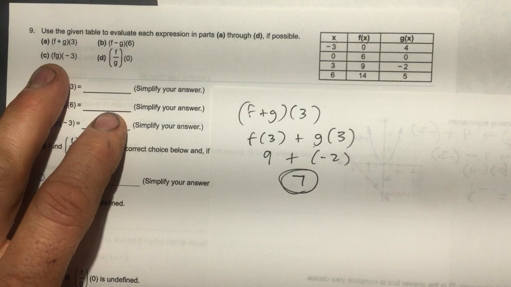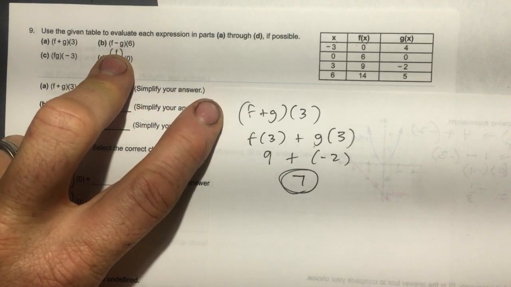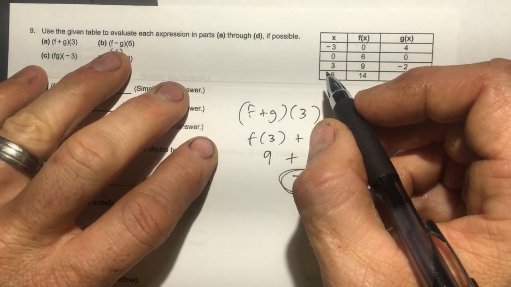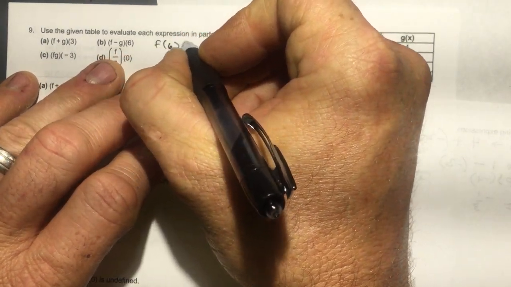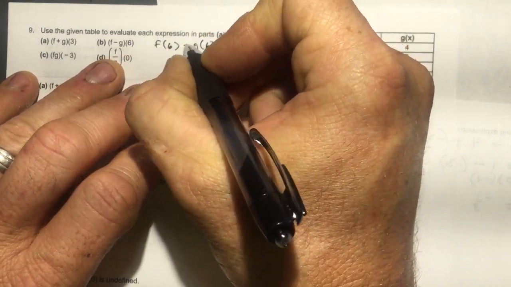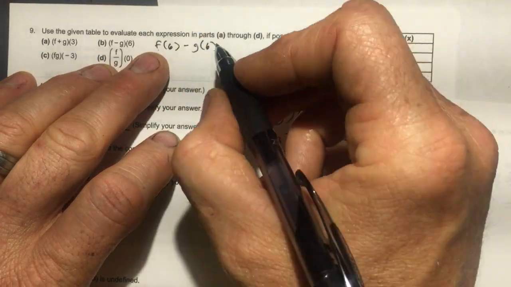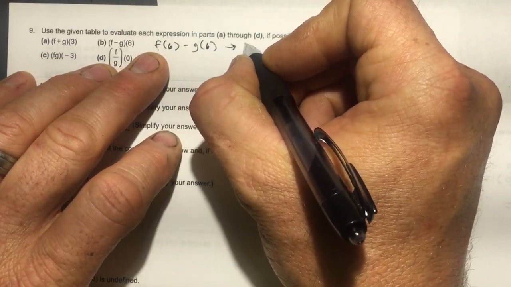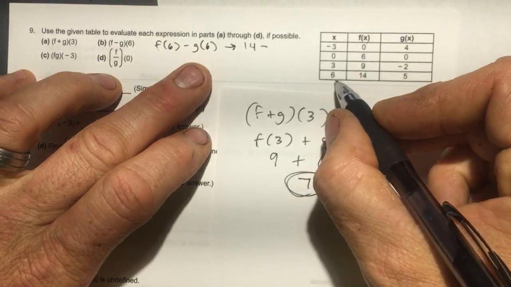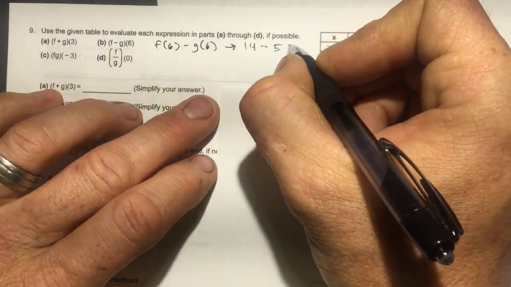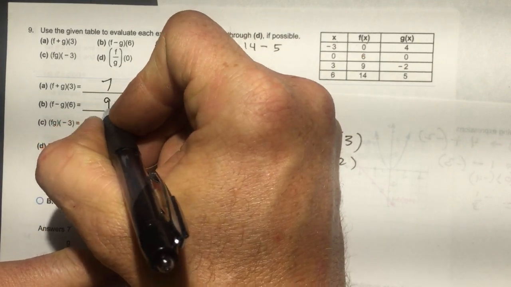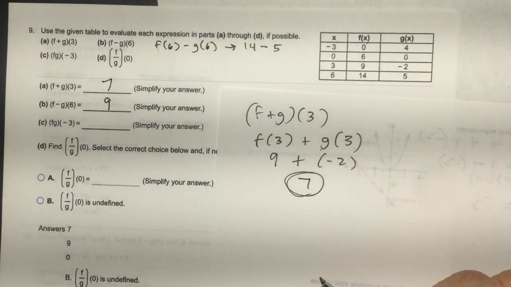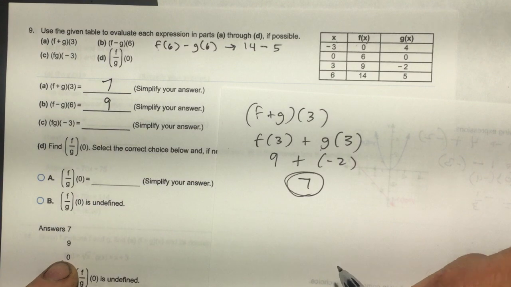Okay. Then we're doing f minus g of 6. So it's going to be f of 6 minus g of 6. All right, f at 6 is 14, minus g at 6 is 5. 14 minus 5 is 9. So this was 7, that was 9. And there's my answer right there, so we're in good shape.